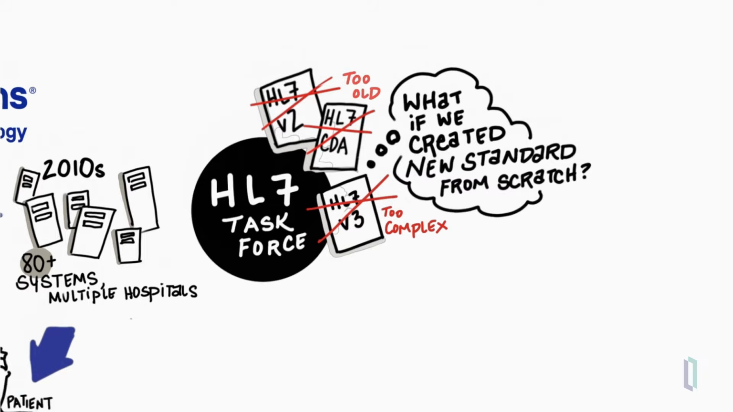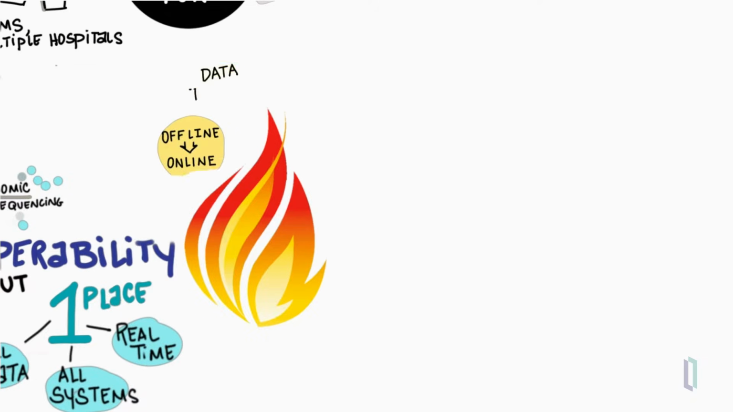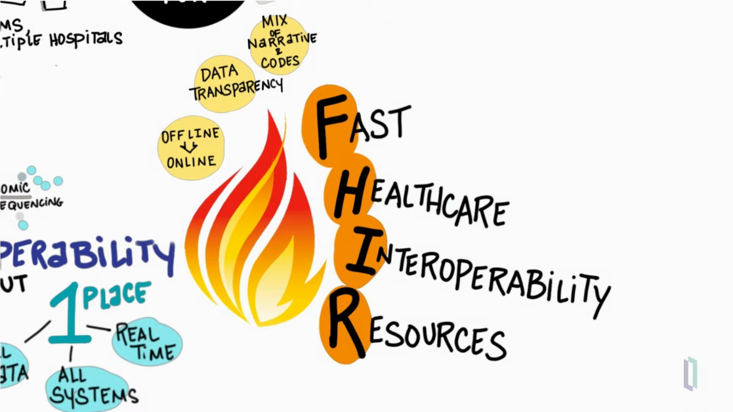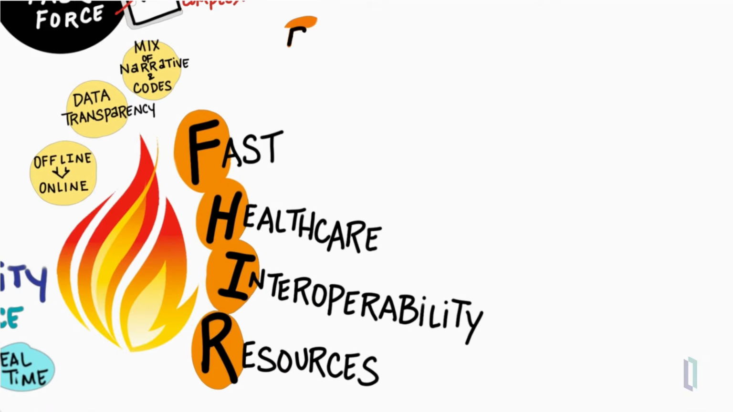With that, a gentleman from Australia, Graham Grieve, came forward with the concept that we now call Fast Healthcare Interoperability Resources, or FHIR. Data had gone from offline to online. There were data transparency efforts around the globe, and data had become a mixture of narrative and coded data. And FHIR was designed to solve those problems.